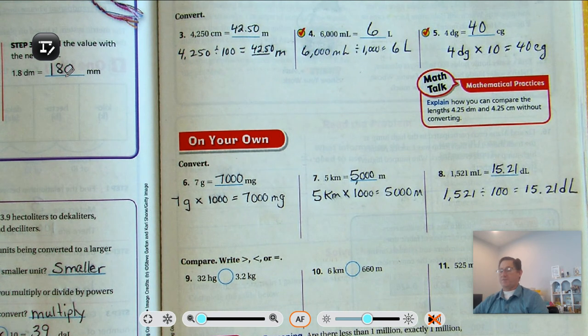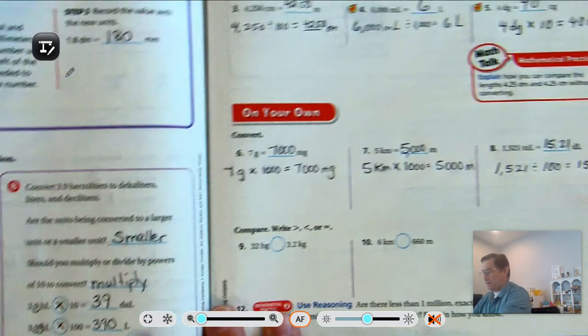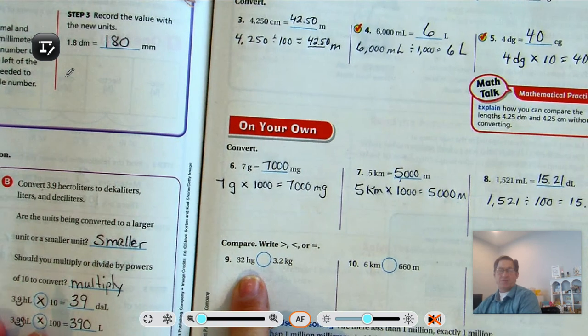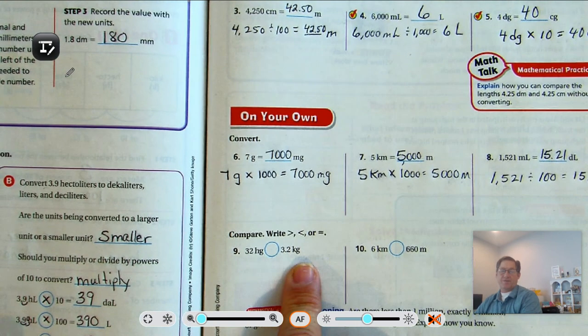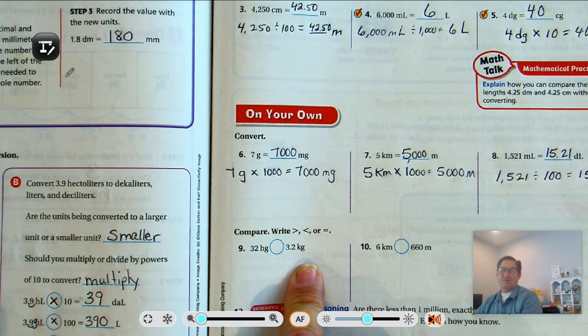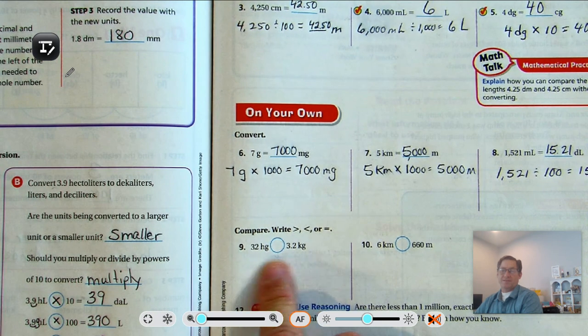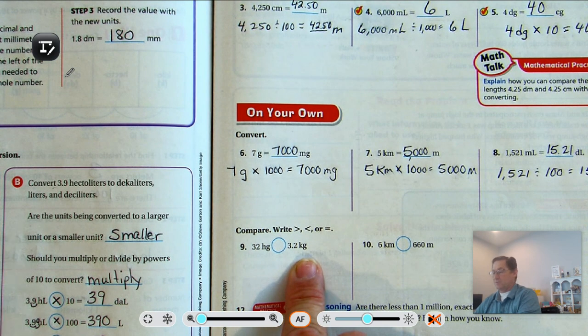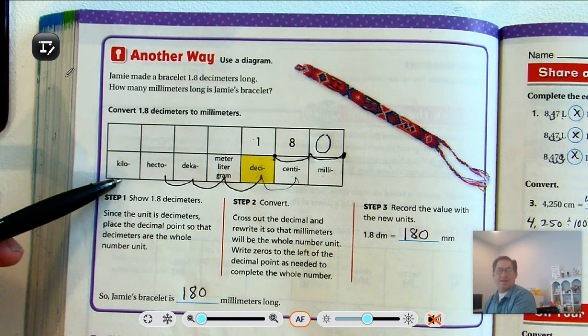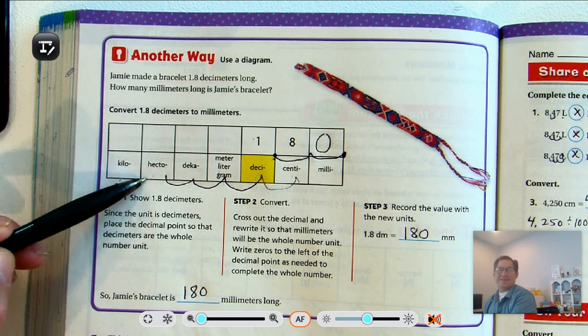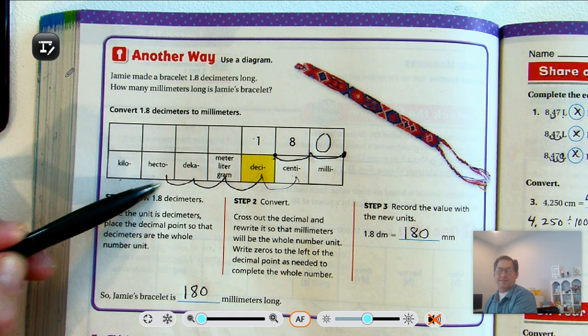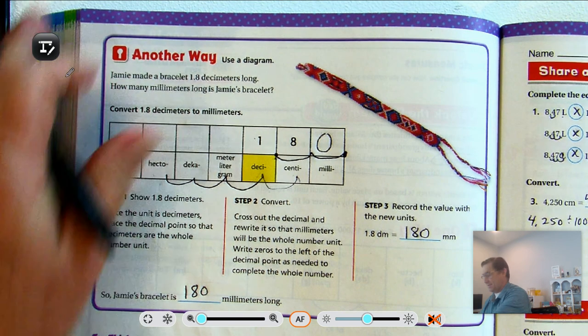15 and 2100 deciliters. All right, let's compare these. 32 hectograms compared to 3 and 2/10 kilograms. So we have to change one of these to the other, so it really doesn't matter. Kilograms, hectograms. Kilograms are 10 times bigger than a hectogram.